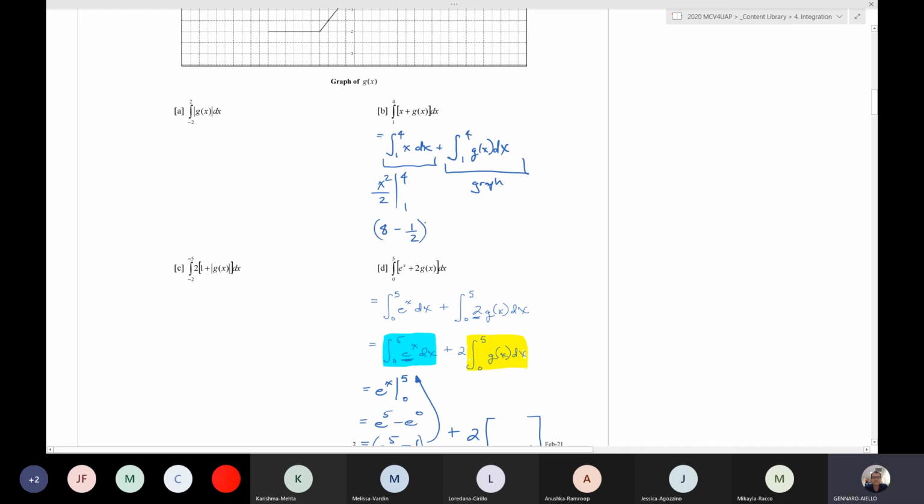And part C is very similar as well. So you got to break those up. Part of it will come from the graph above, and part of it may have nothing to do with the graph.